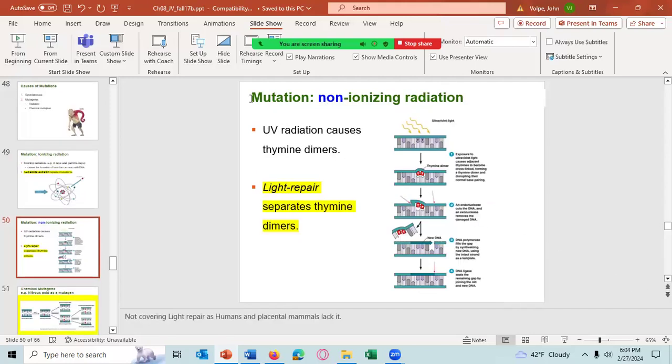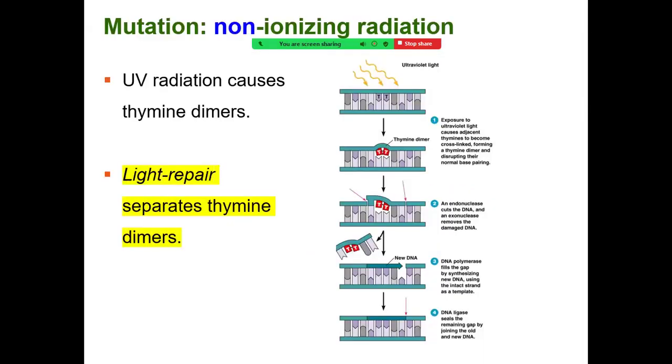Non-ionizing radiation is radiation with less energy than ionizing radiation. And there's only one form of non-ionizing radiation that causes mutation because, literally speaking, light and microwaves and heat are all non-ionizing radiation. Only UV light causes mutations. Is that clear?